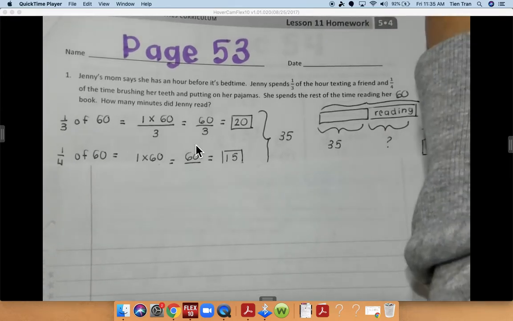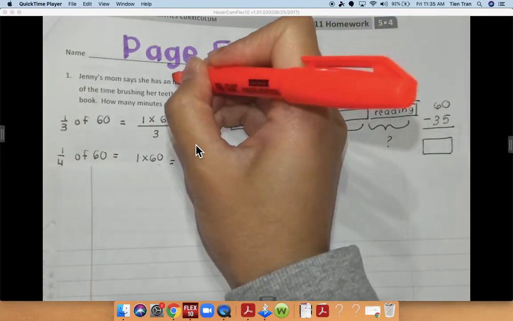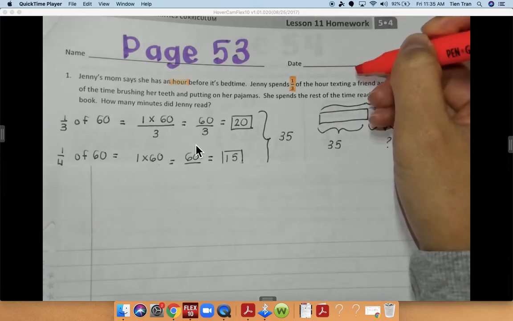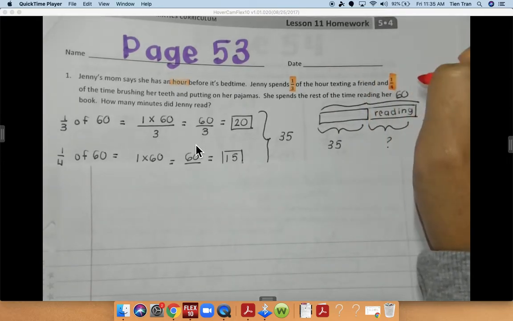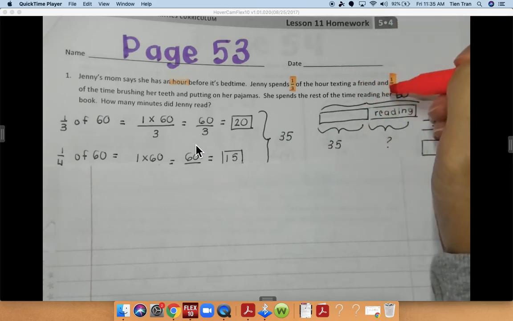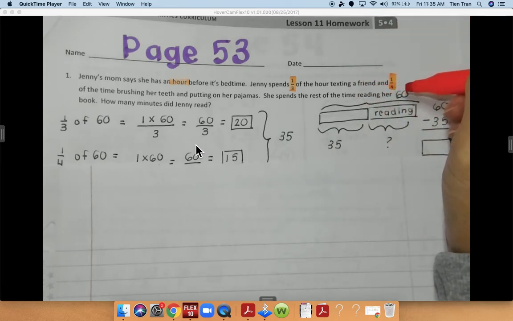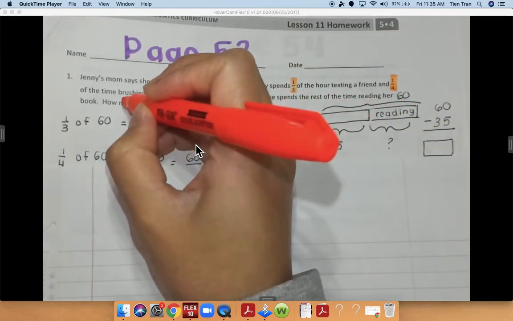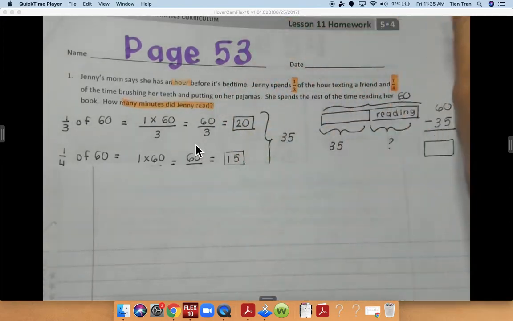So it says here, Jenny's mom says she has an hour before it's bedtime. Jenny spends 1/3 of the hour texting a friend and 1/4 of the time brushing her teeth and putting on her pajamas. She spends the rest of the time reading her book. How many minutes did Jenny read? So we're figuring out how many minutes she read her book.